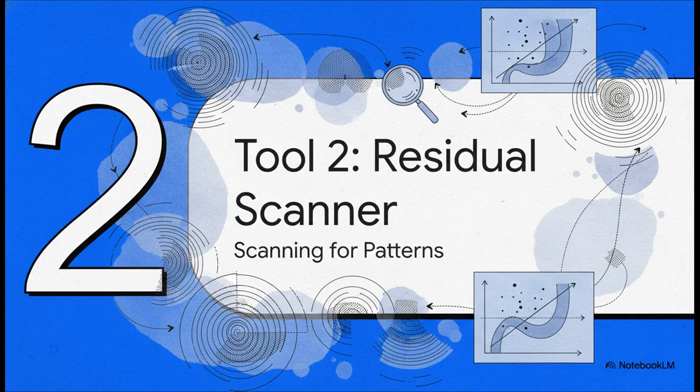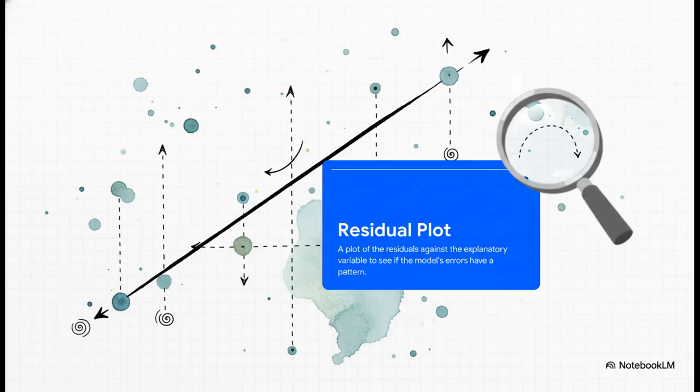All right, on to tool number 2, the residual scanner. So we've checked the overall strength with R-squared. Now we need to scan for any hidden patterns. Things our neat little straight line might be totally missing. So what exactly is a residual? It's basically just the error for each point. It's that vertical distance between the actual data point and where our line predicted it would be.